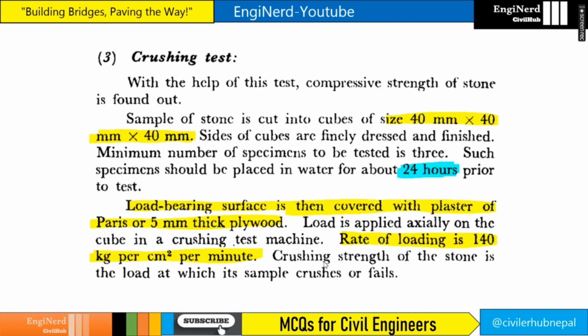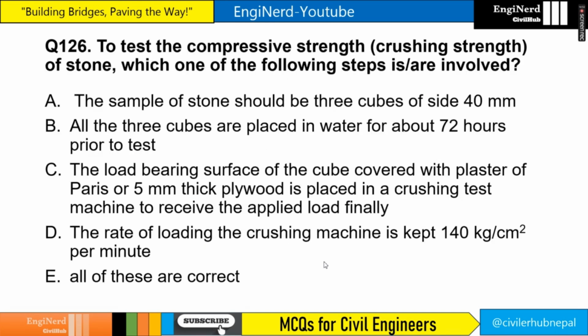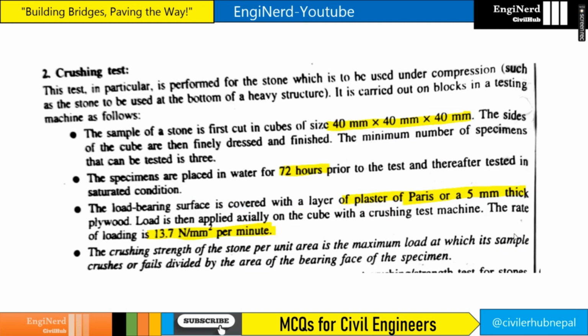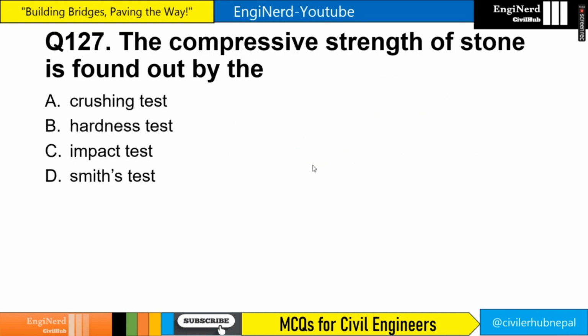If you see here, the size is 40 by 40 by 40, right? And the change here is that it is said the cubes are placed in water for 72 hours, but there it is said 24 hours, right? Also 3 cubes, this is also correct. Now 24 hours is given. And next, the load-bearing surface is covered with plaster of Paris or 5 mm plywood. This is also correct, and the rate of loading is also correct. But in another book, you'll get the 72 hours as well. So our answer will be all of these are correct.